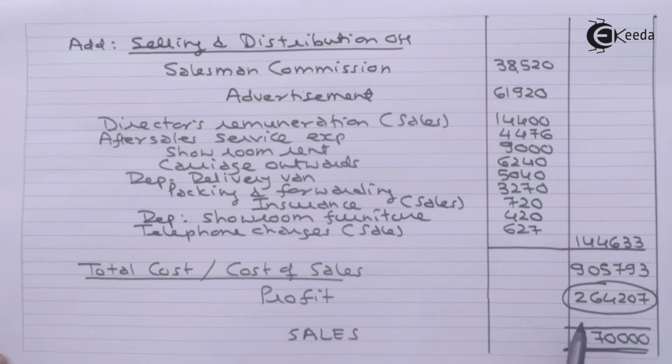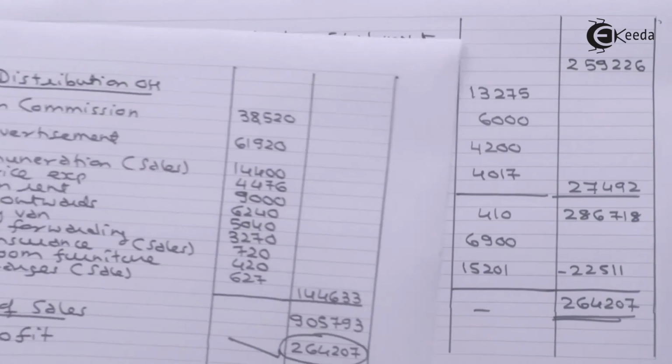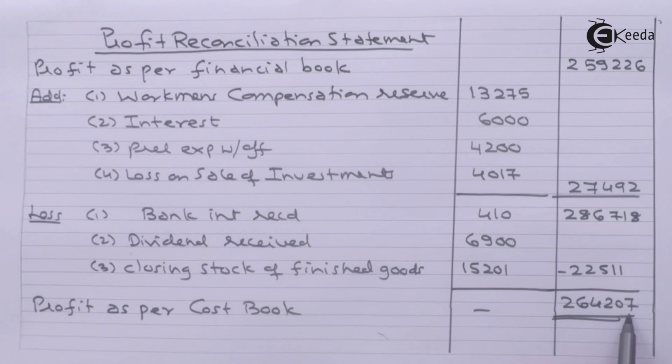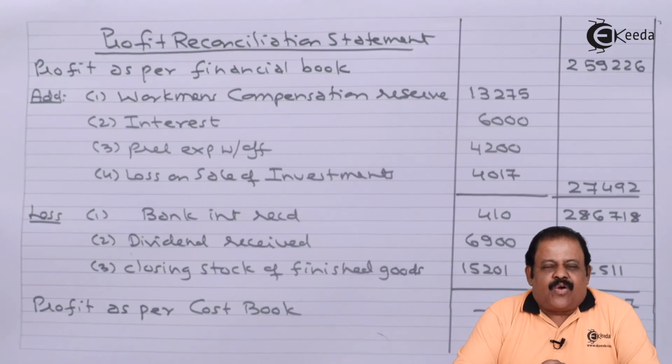This is the cost sheet end point. Profit was 2,64,207. We are exactly getting this 2,64,207.